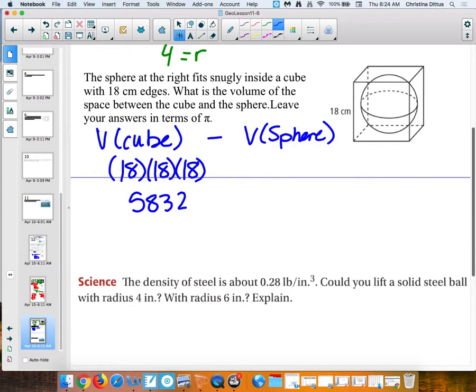Volume of a sphere, which formula am I working with? 4/3 pi r cubed. What is my r? How'd you get 9? Half of 18. 18 is my diameter, so 9 is my radius. So 4/3 pi 9 cubed. I know it says leave answers in terms of pi, but I don't think that's very nice. So multiply out pi. So take 9 cubed times 4 times pi divided by 3, or whatever order you want to do that in. You have to do the cube first though.